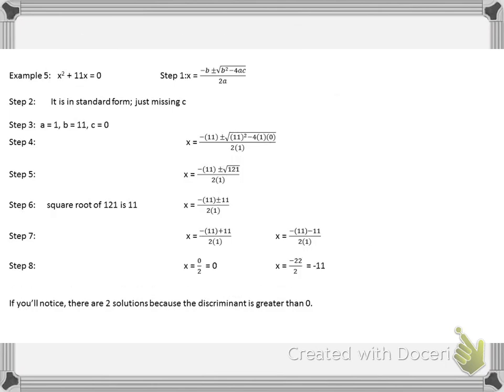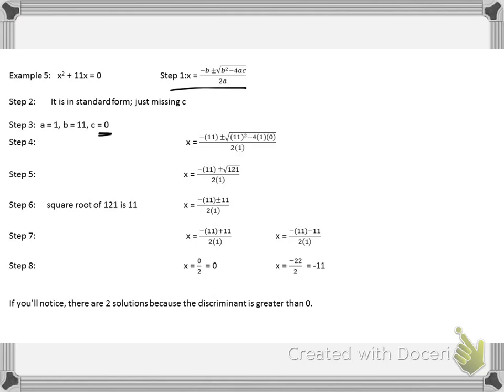Number 5, x squared plus 11x equals 0. Step 1, write down my formula. It is in standard form. It is missing c. That's okay. I told you before in the beginning, it is okay to be missing your bx and your c, okay?